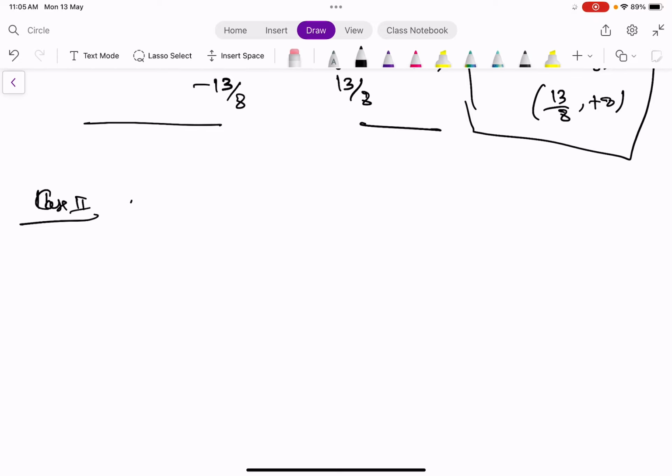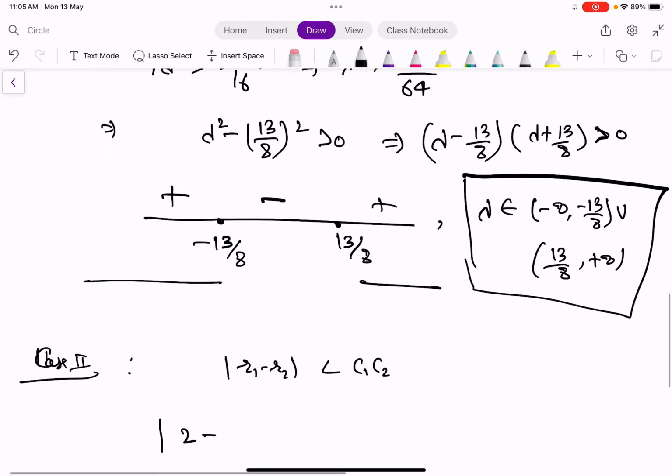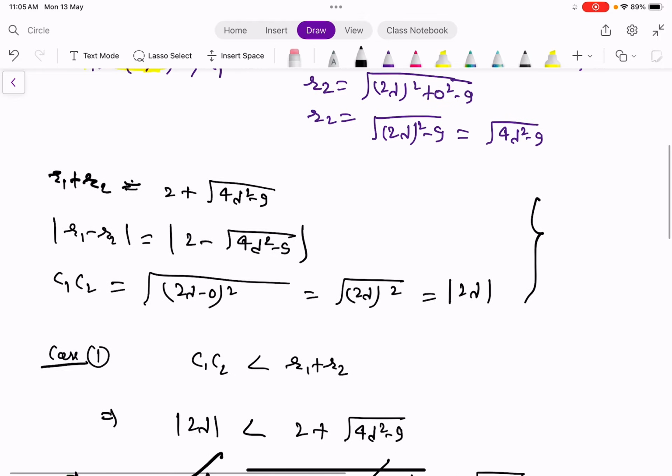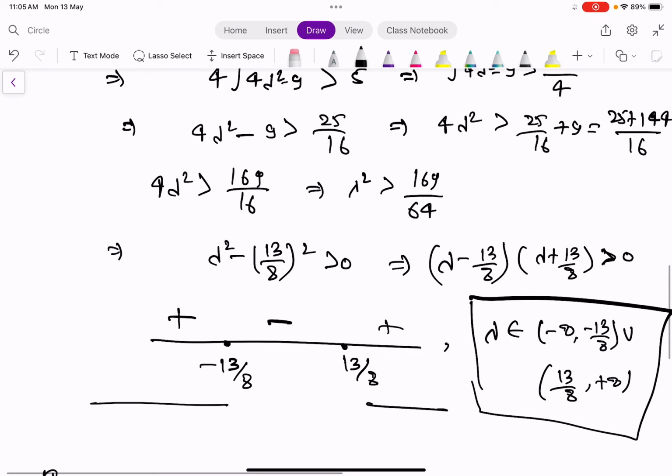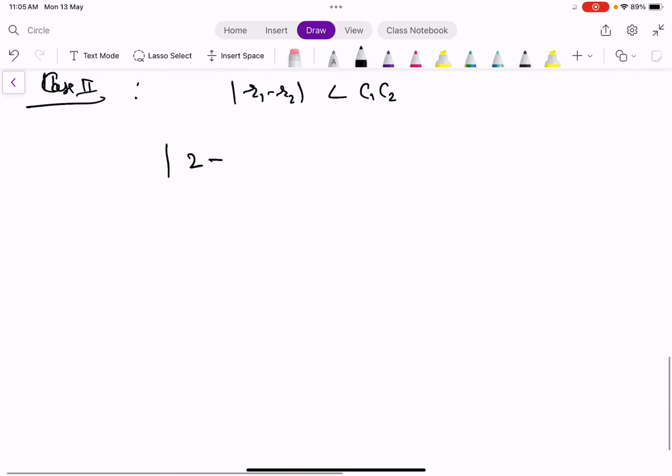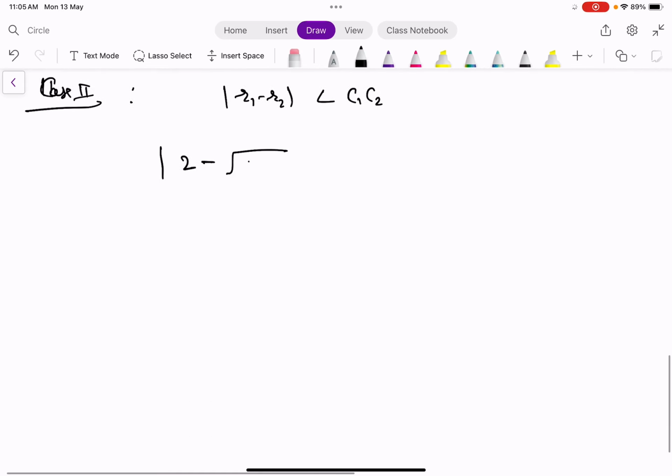The second case will be nothing but mod of r1 minus r2 is greater than the distance between c1 and c2. So what is r1 we had? 2, minus r2. If you see carefully, r2 we have found out. What is the value of r2 we have now? That is under root of 4 lambda square minus 9. So substitute here and see what you get. That will be under root of 4 lambda square minus 9, and the distance between c1 and c2, what we got, mod of 2 lambda.